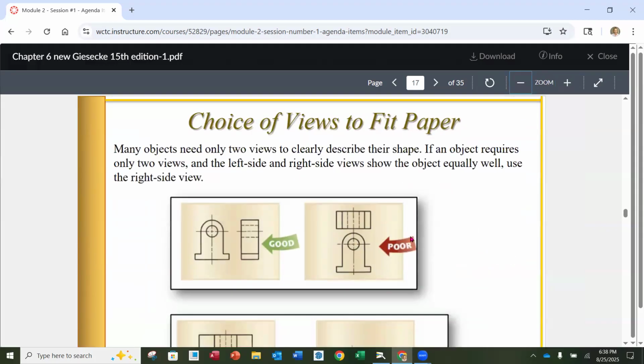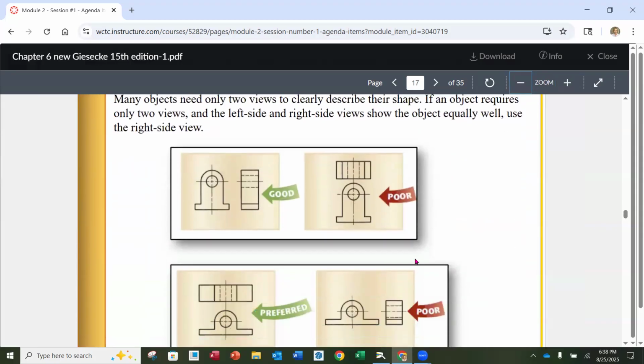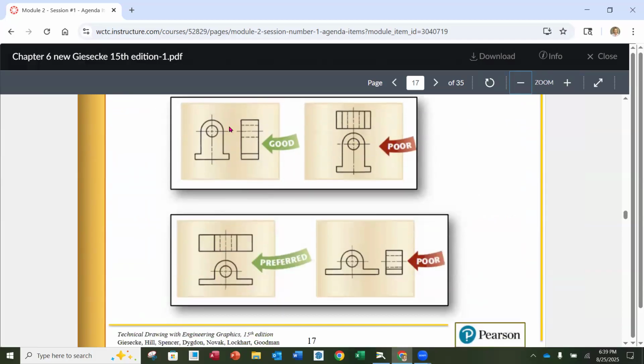Choice of views to fit paper. I don't necessarily agree with the word poor, and I think it all depends on what else is going on the drawing. You're going to notice here that they picked these as good and they picked these as poor. Most often you're going to be putting your drawing on a paper where the orientation is going to be 8.5 high by 11 long, landscape mode, if you would, the long way. And then you're going to have usually a title block down here. But then you have the rest of the paper.